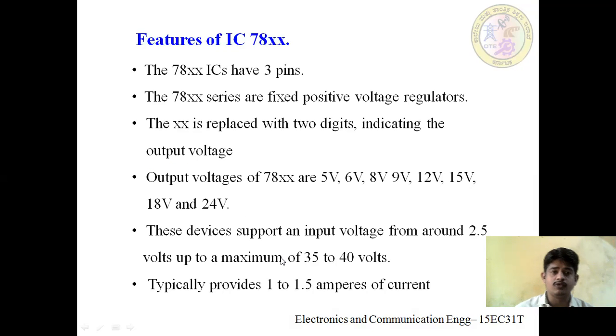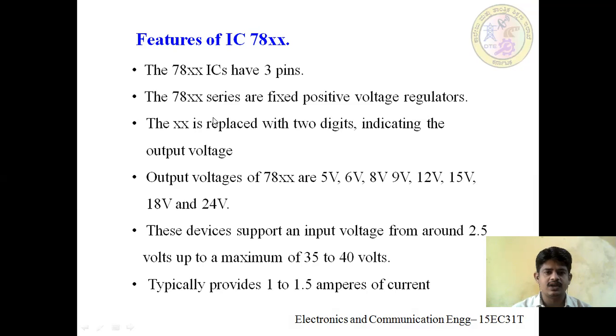Now we will see what are the features of the IC 78 series. Features means what are its voltage output values, what is the current rating. Now we understood some features, that is it has 3 pins. And 78 series, I already told you, means positive. XX indicates the voltage levels. So let's go with its features. The 78XX ICs have 3 pins. Yes, we have seen that it has 3 pins. What are those 3 pins? Input terminal, output terminal, and the ground. These are the 3 terminals.